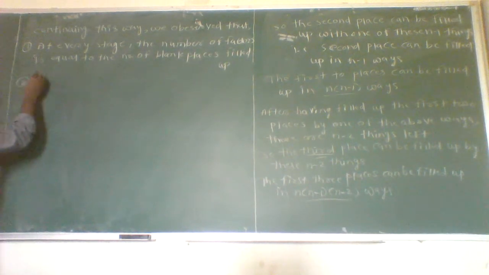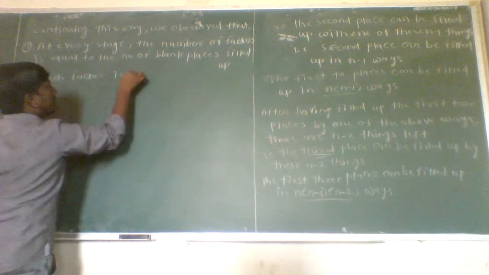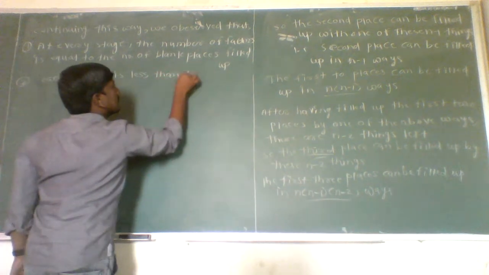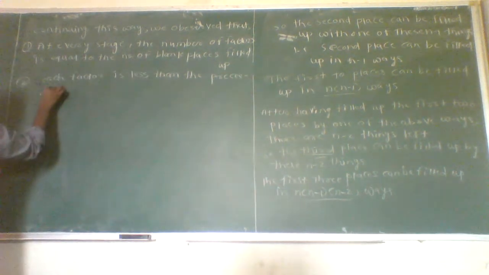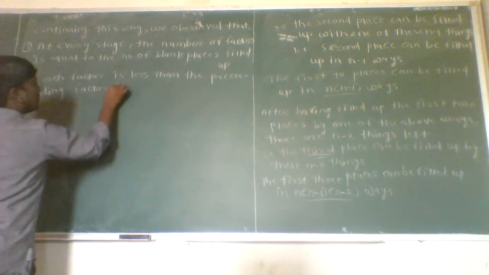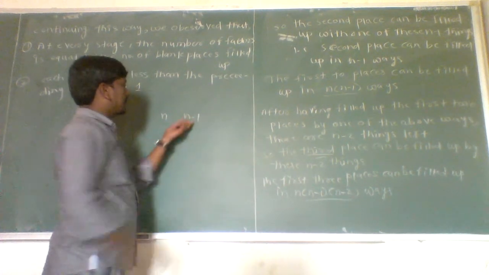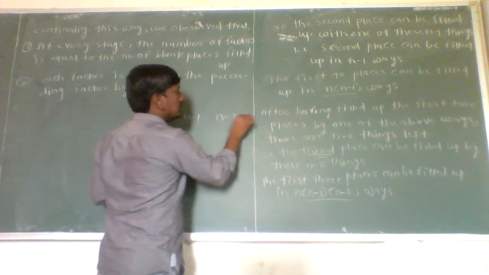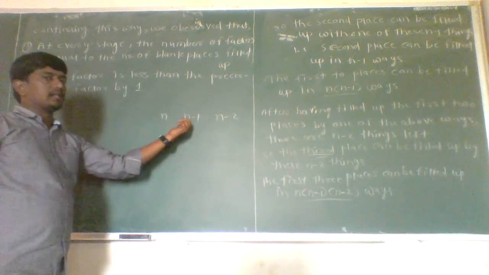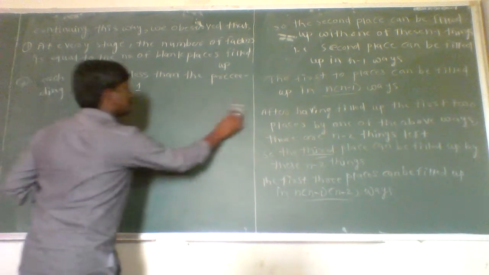And the second one is, each factor is less than the preceding factor by 1. That is, the first factor is n, the second factor is n minus 1, and this n minus 1 is less than this n by only 1. Again, the next one is n minus 2, and n minus 2 is less than n minus 1. So here each factor is less than the preceding factor by 1. Okay.